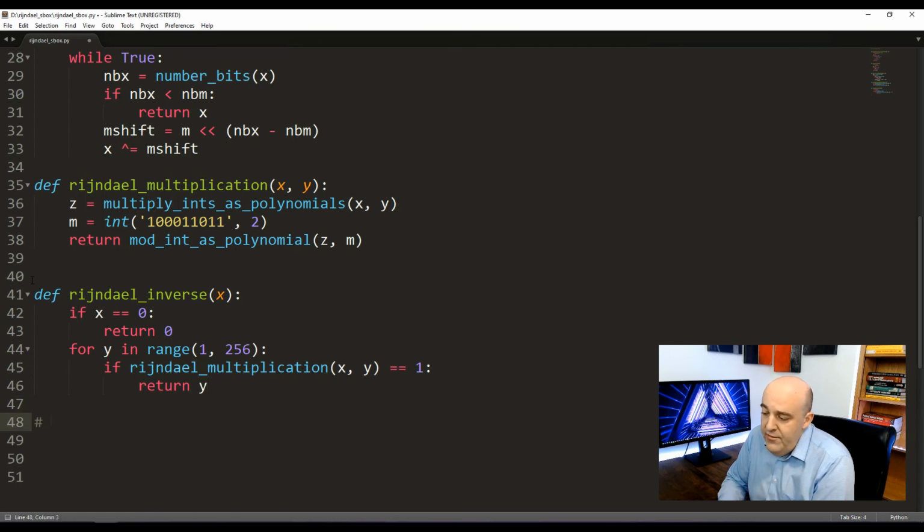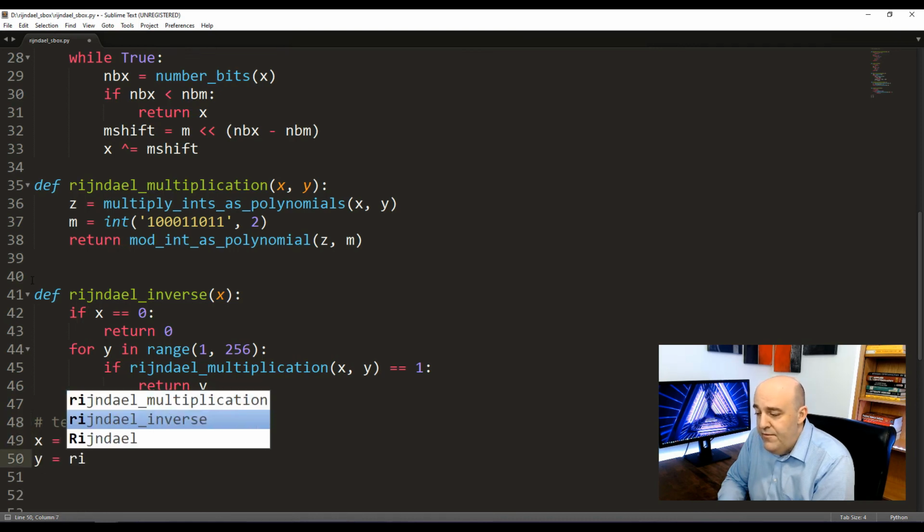And just for a little test of that, let's make up a number x, let's say 99. Let's take y to be the Rijndael inverse of x.